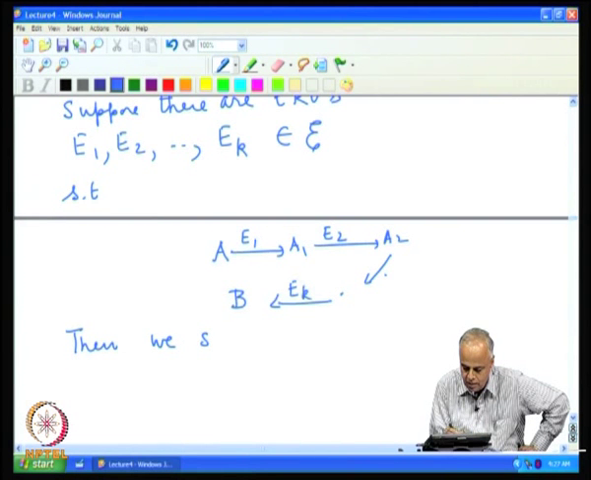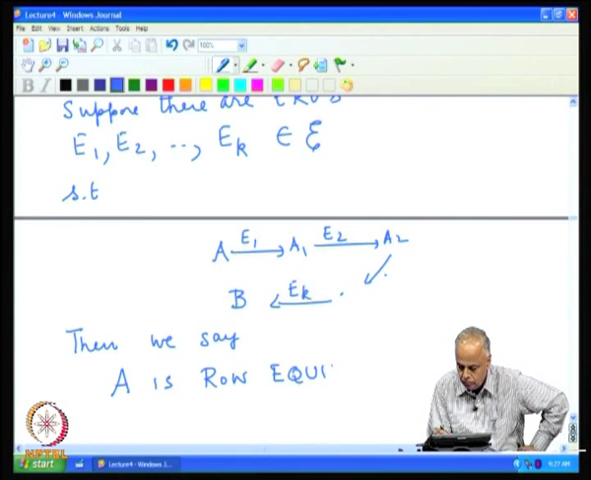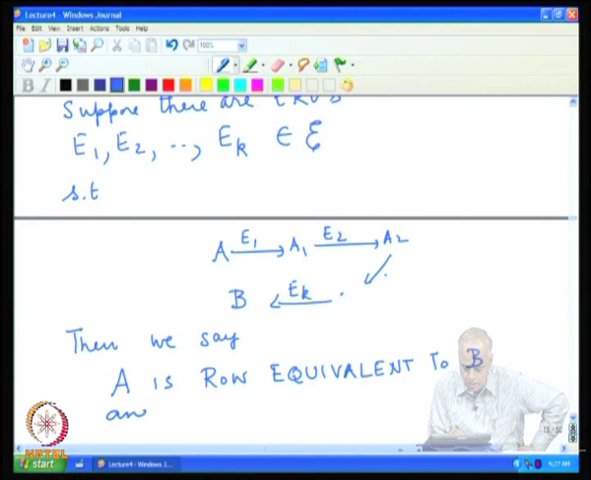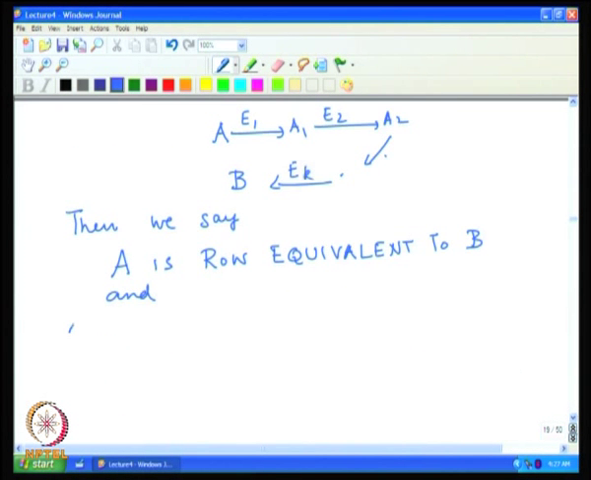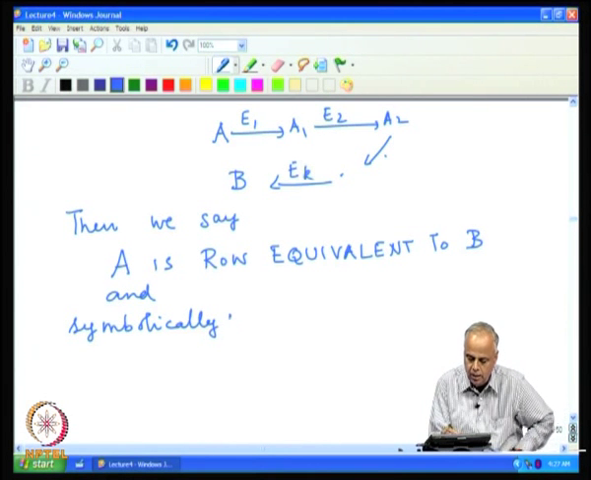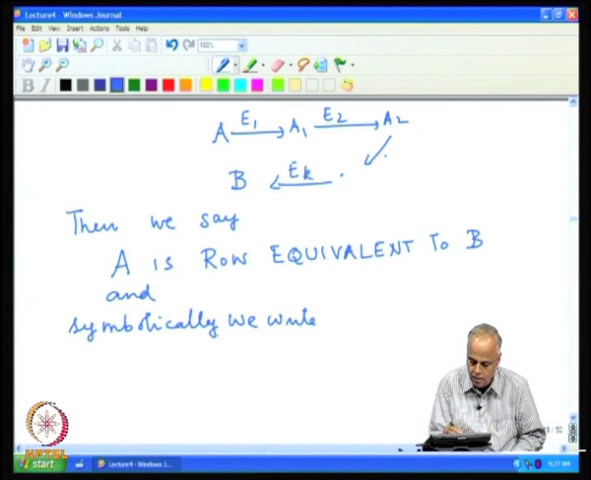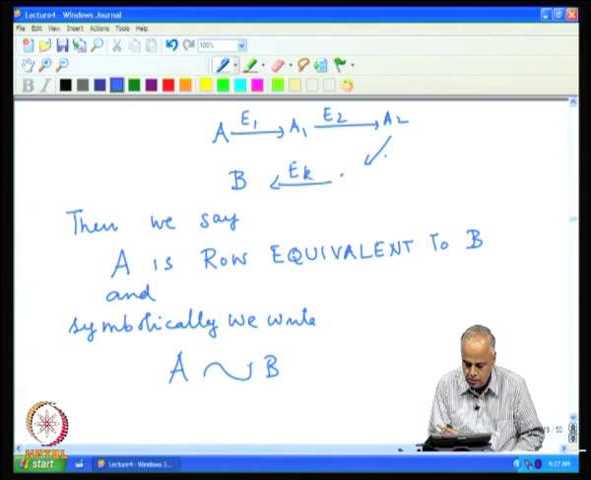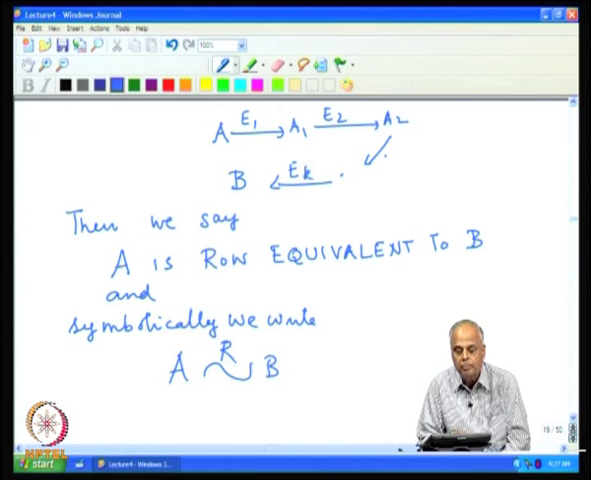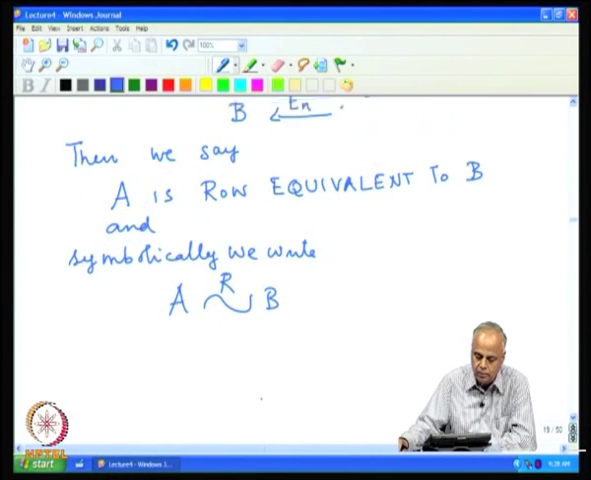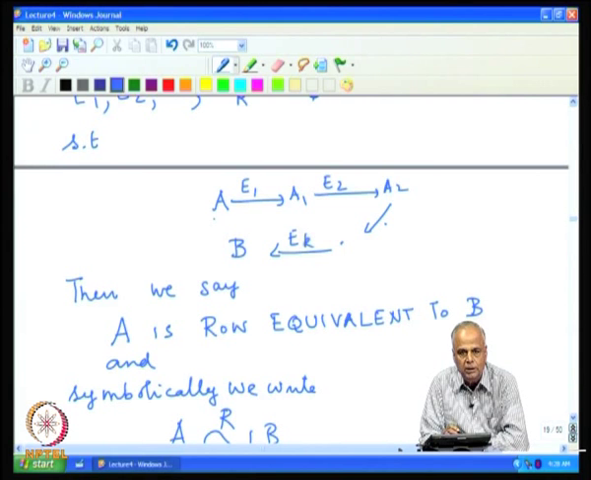then we say A is row equivalent to B, and symbolically we write A row equivalent to B. Now, observe the following. Suppose A is row equivalent to B, what do we mean?